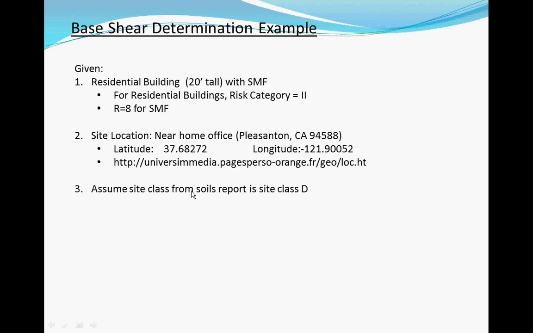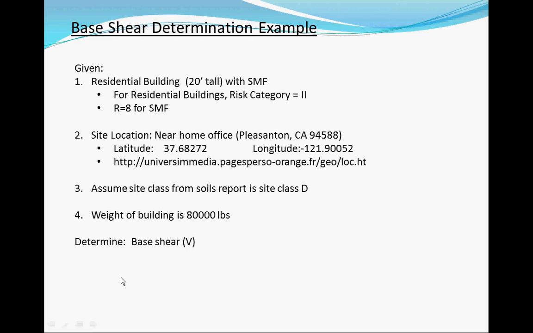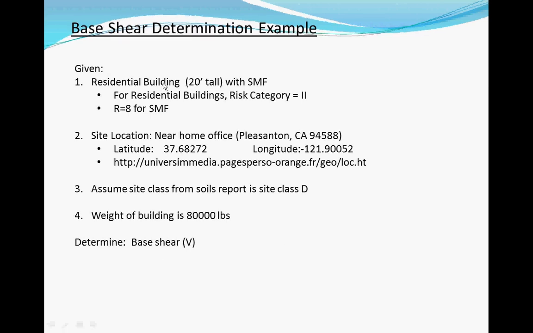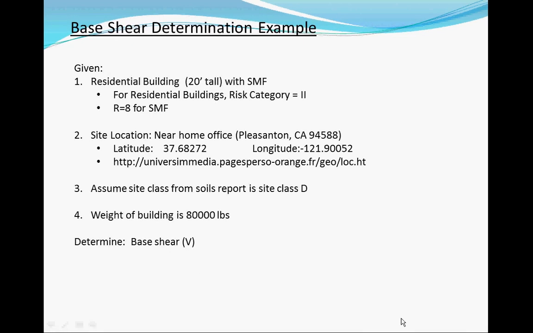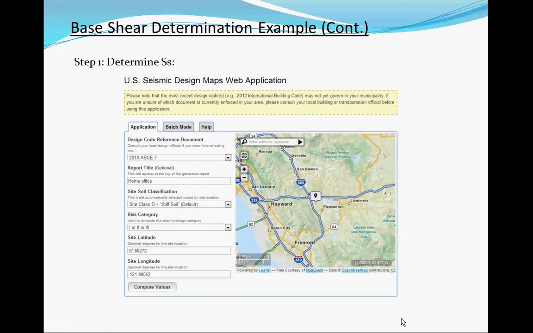And once you know that, I assume a class D right now because we don't know the soils report. And then the weight of the building, that's calculated. So the problem is to determine what is the base shear for this given structure. So that's what an engineer does every day. Given this information, the easiest thing, okay, first step is determine SS.